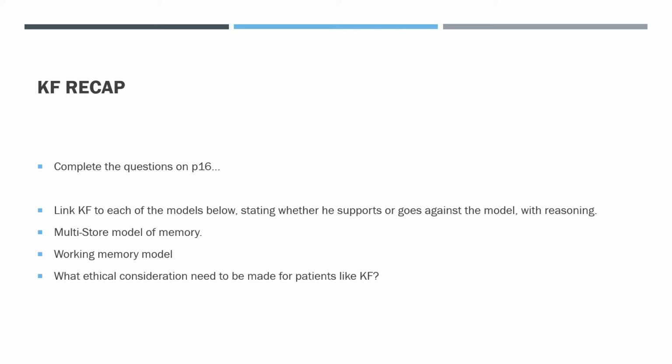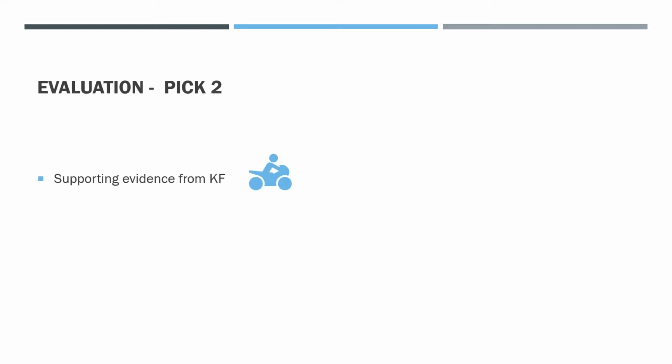So a bit of evaluation then. I want you to pick 2 from here. It's entirely up to you which 2 you pick, and remember this is for the working memory model. So you could go for supporting evidence from KF. Like you've put on the previous page, shows that short-term memory is not unitary.